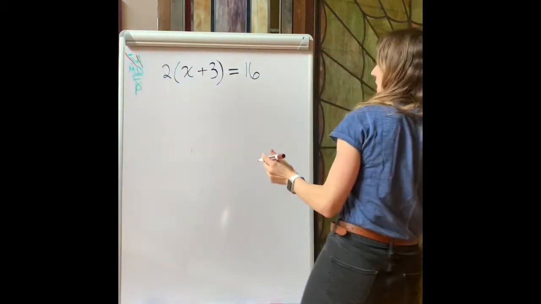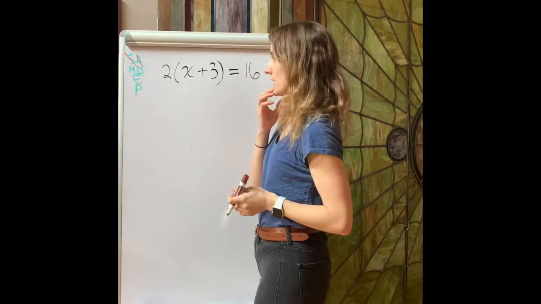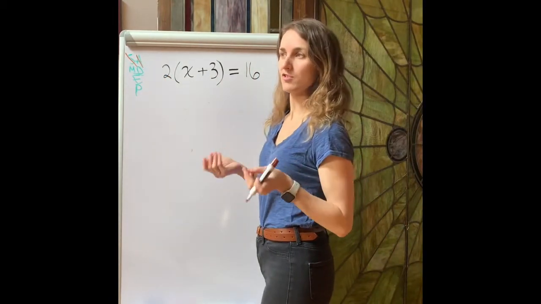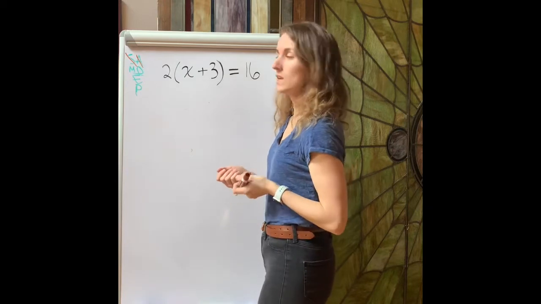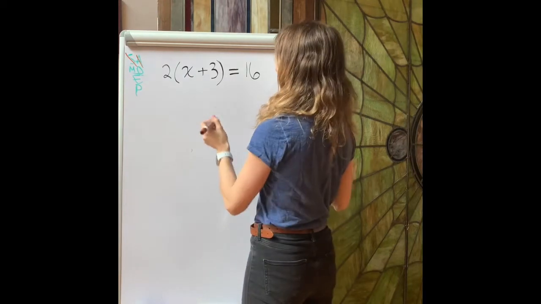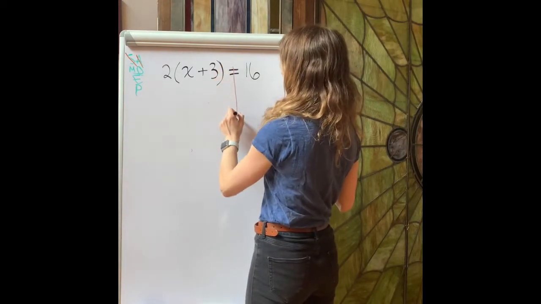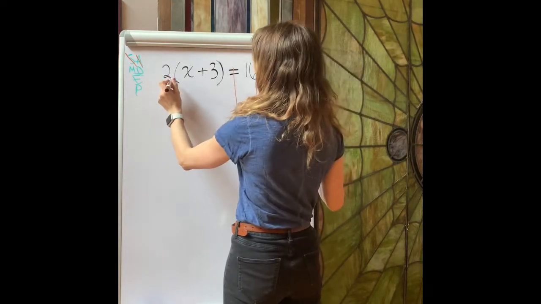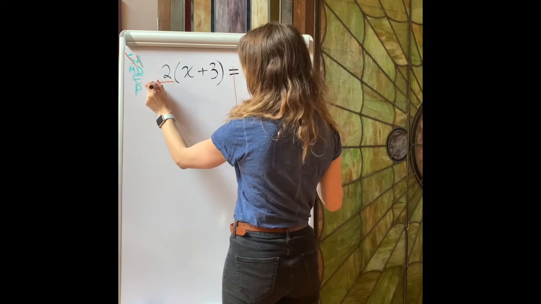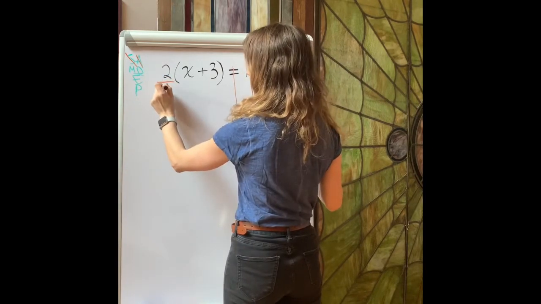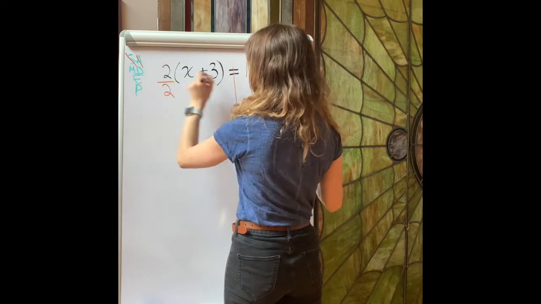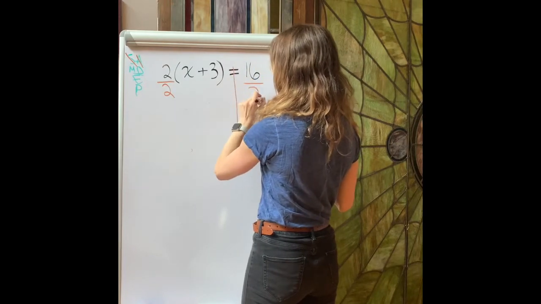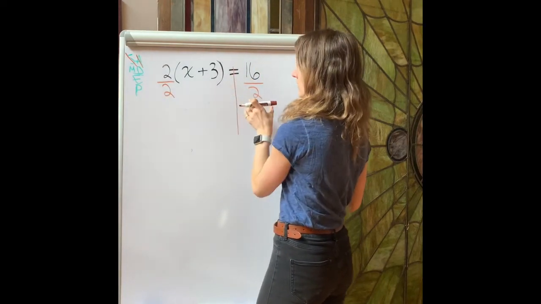So I have my multiplication right here. Okay, I want to undo multiplication. So I have to think about the inverse. The inverse of multiplication is division. So I'm going to draw my line down my equal sign to remind me to balance my scale. I'm going to divide by 2. Then I'm going to divide by 2. Whatever I do on one side, I do on the other side.